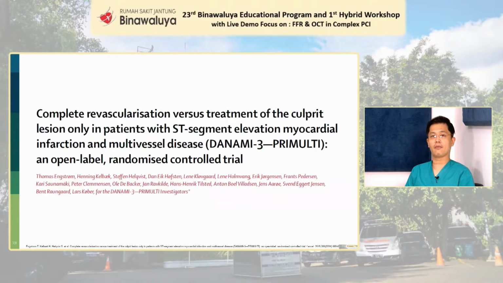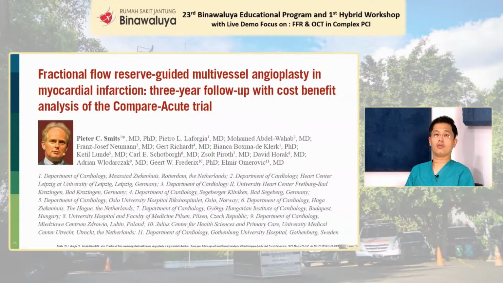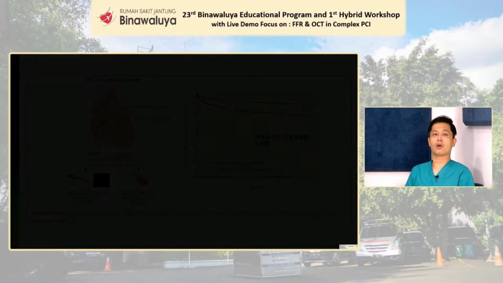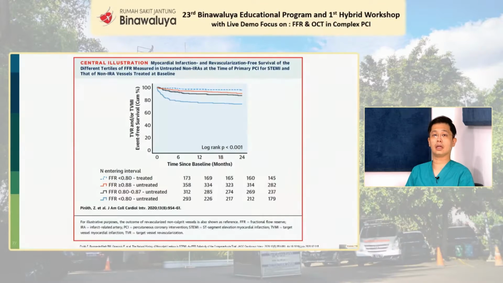And therefore, by and large, for contemporary PCI, we do not perform FFR for the culprit vessel, but can we actually perform FFR for the non-culprit vessel during a STEMI? The answer is yes, we can. In the Dynamic 3 Primality trial, where the staged PCI was done at the median duration of 2 days, for non-culprit vessels, it was actually proven to be much better compared to an infarct-related artery-only PCI. And we know that the 3-year outcome of the COMPARE-Acute trial has revealed that FFR-guided PCI of the non-culprit artery during the index procedure itself was also associated with better outcomes. So this is something that we can clearly do.